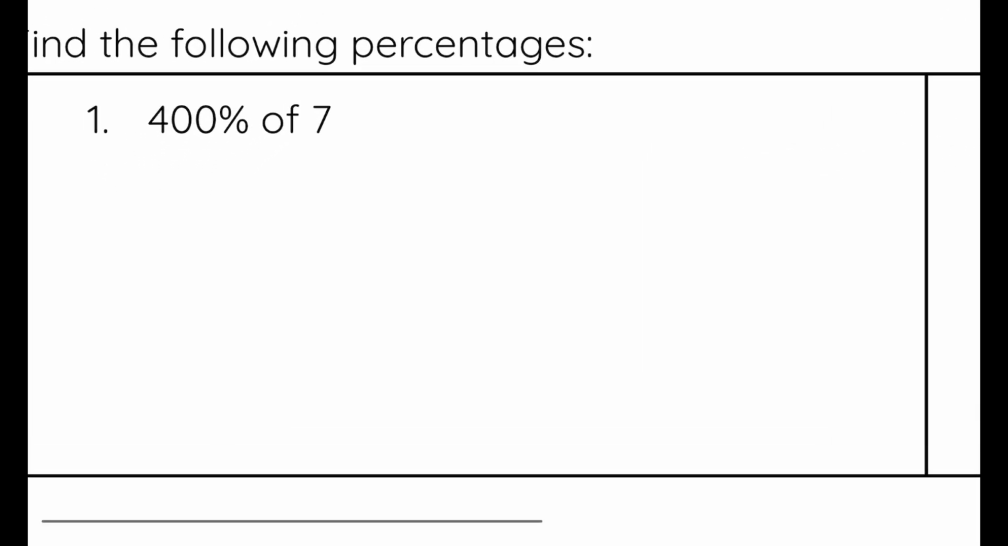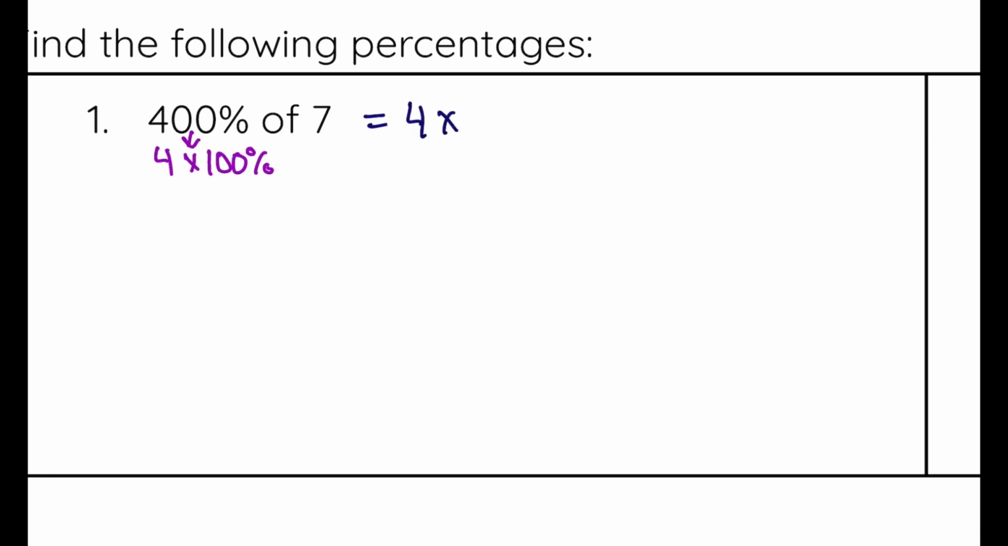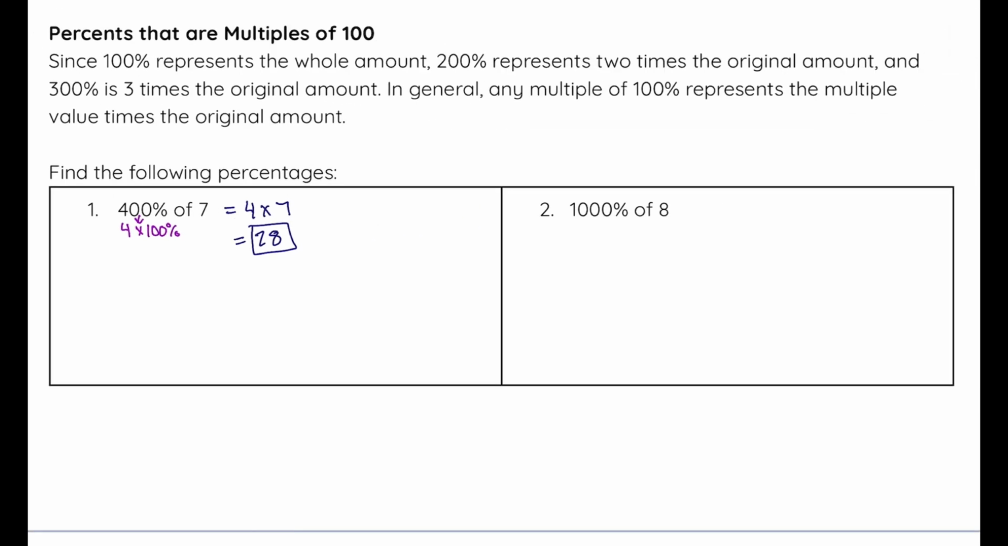So example 1, we want to find 400% of 7. So we want to figure out, okay, what multiple of 100% is 400%? Well, we know that to get 400, you would multiply 100 times 4, right? So 400% means we're multiplying the value by 4. So to find 400% of 7, we calculate 4 times 7, which of course is 28.